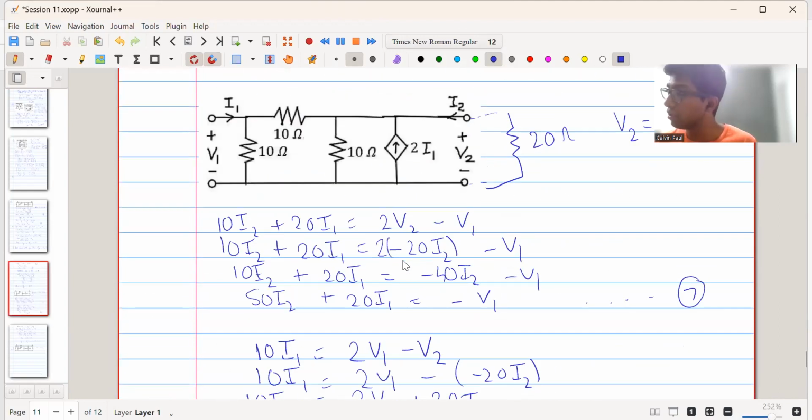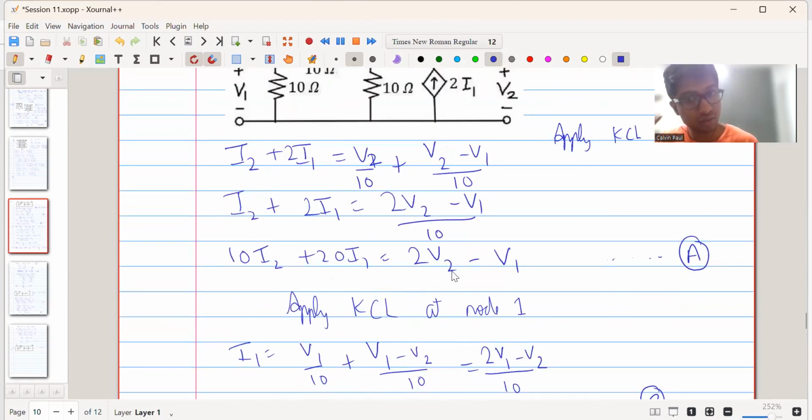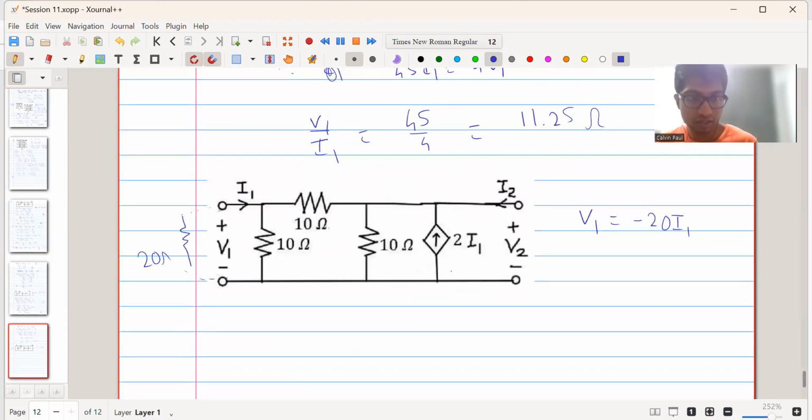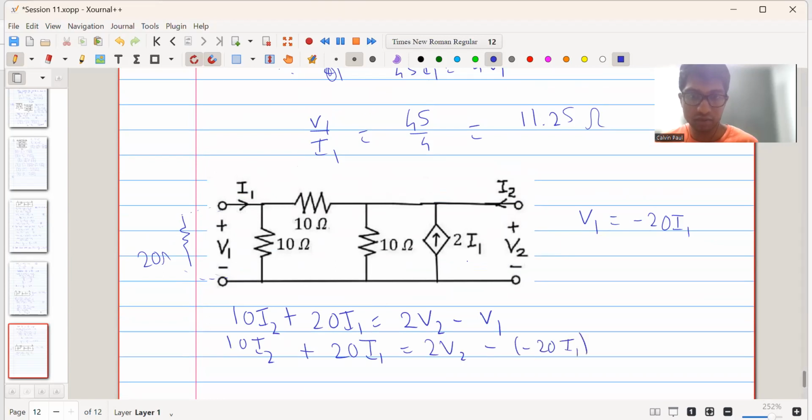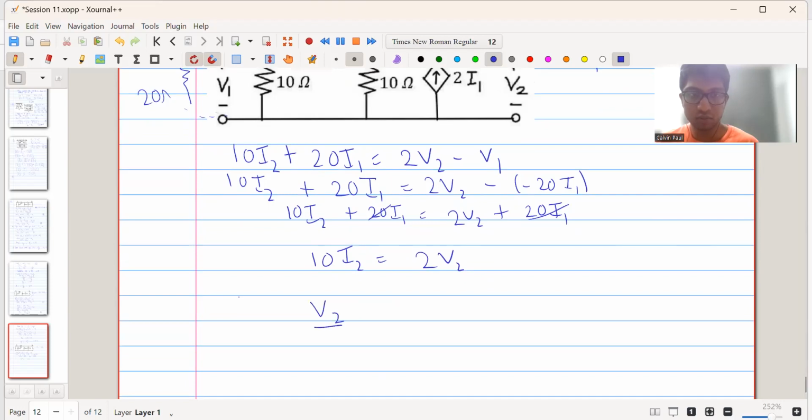Now we know equation A is given as 10 I2 plus 20 into I1 is equal to 2 into V2 minus V1. So we substitute the value of V1, we get 10 I2 plus 20 into I1 equal to 2 into V2 minus of minus 20 into I1. So we get 10 I2 plus 20 I1 is equal to 2 V2 plus 20 I1. So these two get cancelled. We get 10 I2 is equal to 2 V2, or V2 upon I2 is equal to 10 upon 2, which is equal to 5 ohm.